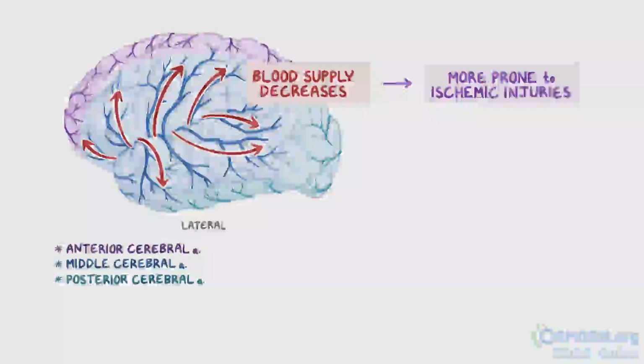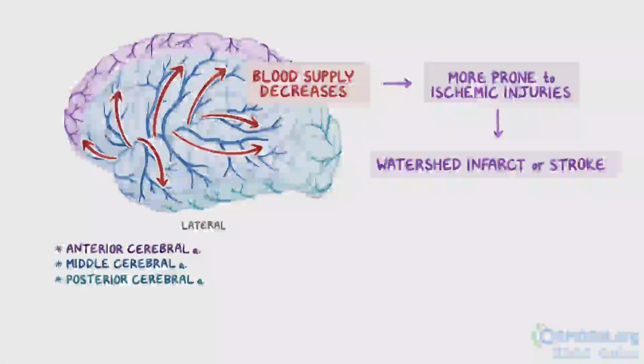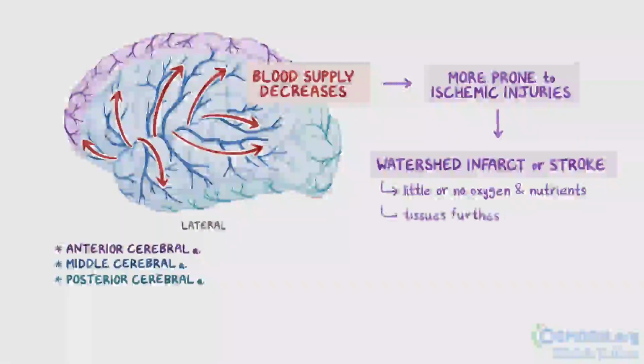In these cases, the pattern of injury is called a watershed infarct or watershed stroke, where healthy tissue continues to extract what it needs from the blood flowing by, leaving little or no oxygen and nutrients for the tissue furthest away. And as a result, the tissues that are the furthest downstream are affected the most.